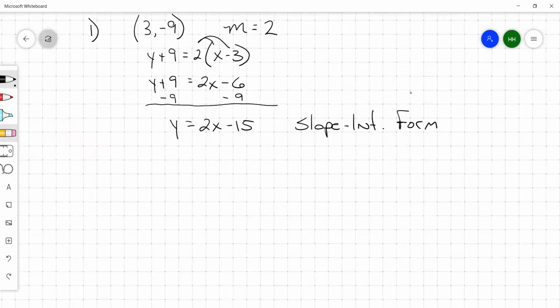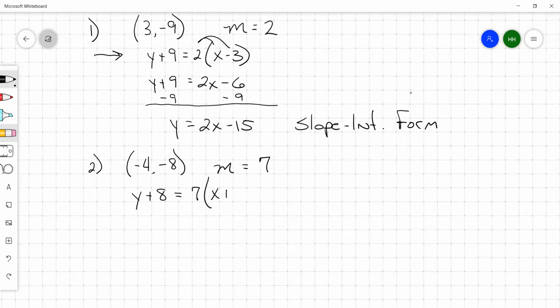And then question number 2, they give you a point again. Your point's -4, -8. They give you a slope of 7, and they ask you to write the equation in point slope form. Well, that's what we just did right here. So we're going to take y plus 8 equals 7 times x plus 4. That's point slope form.